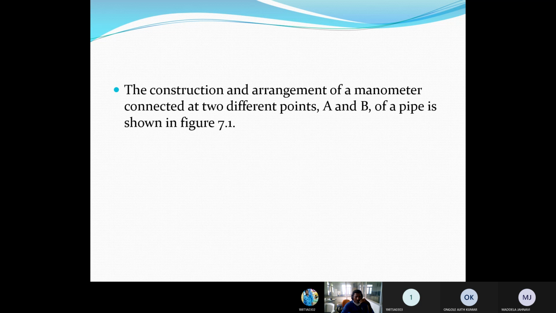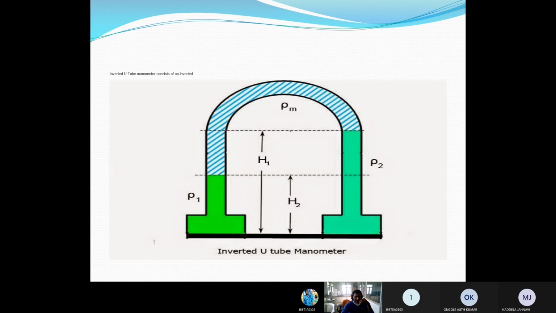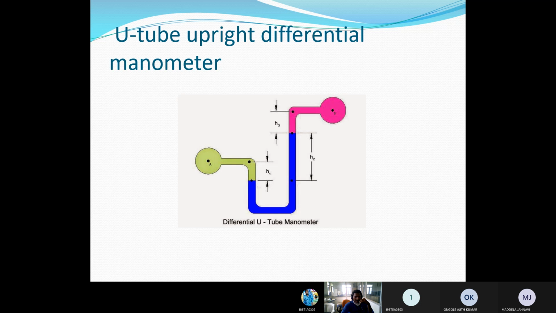The construction and arrangement of a manometer connected at two different points A and B, pipe A and pipe B, shown in the previous figure. What is the difference between a simple U-tube manometer and a differential manometer? By using a simple manometer, we can find out the pressure at only one particular point. Whereas with a differential manometer, we can find out the pressure difference between two different points. Okay, that is the thing.